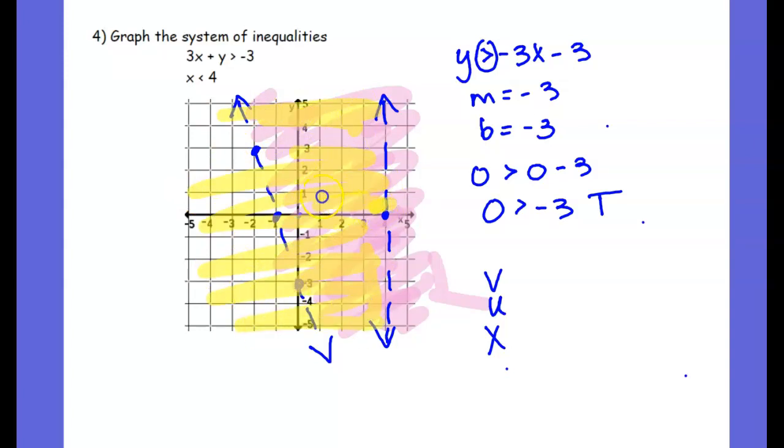Okay, so our double shaded area would be right through here. There's our solution.